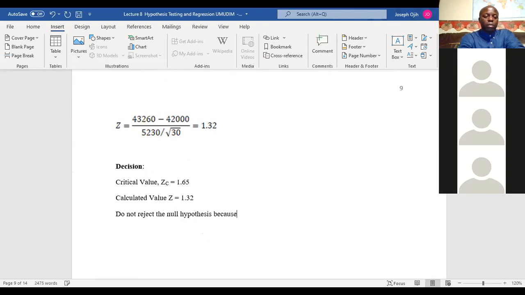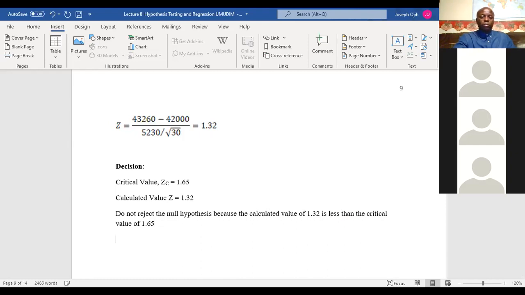We do not reject the null hypothesis because the calculated value of 1.32 is less than the critical value of 1.65. If the answer is bigger than that, we reject the null hypothesis, but it's not.